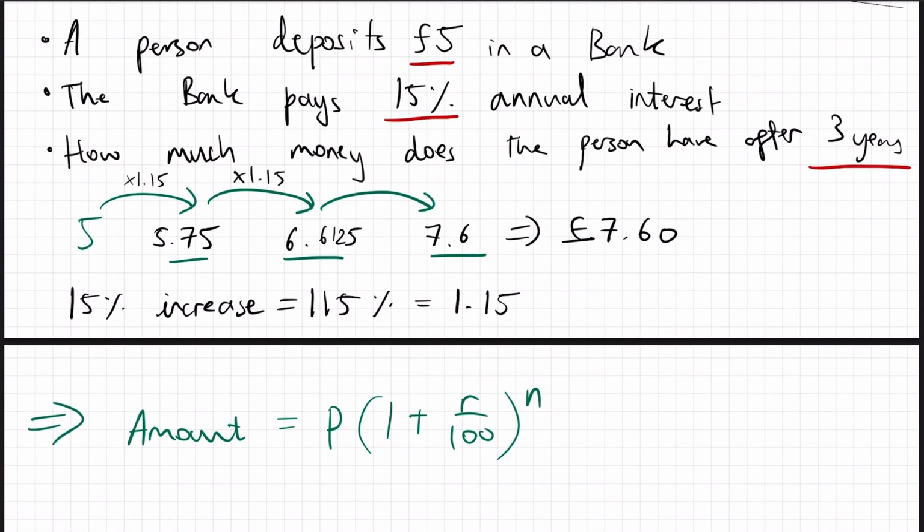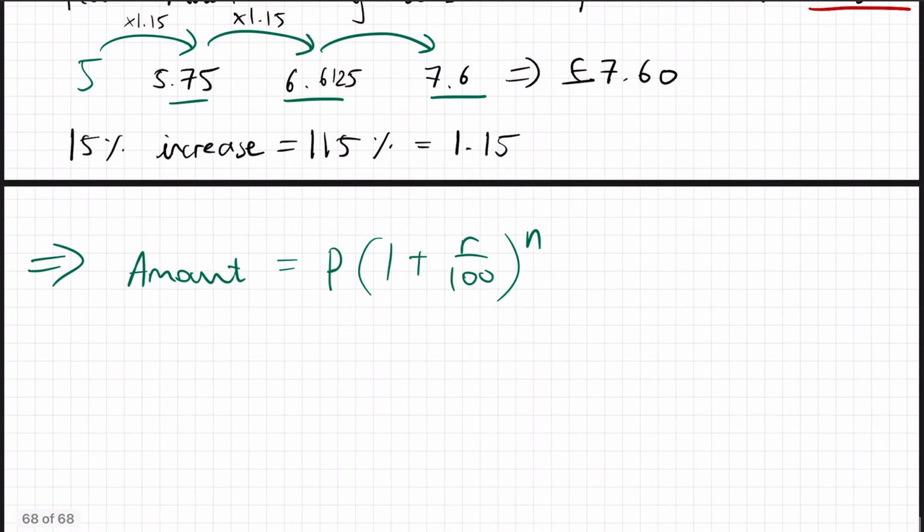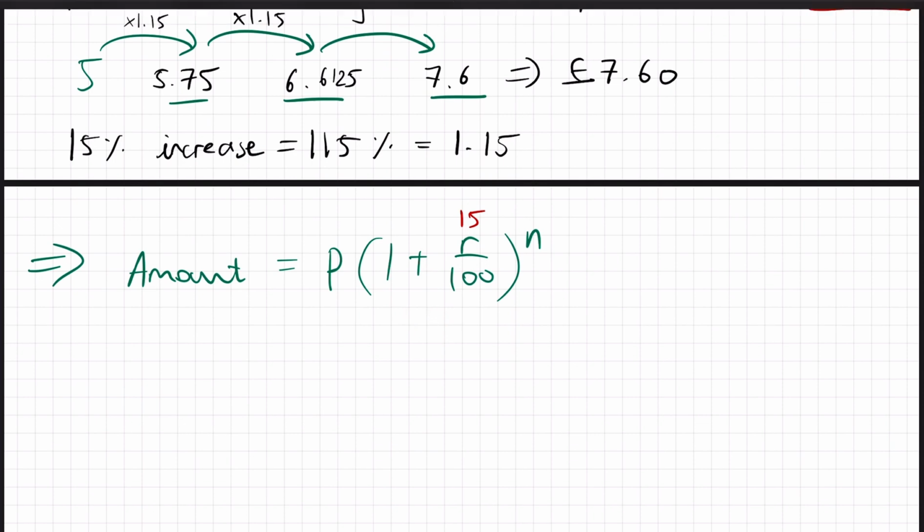Now, this P basically represents the initial money. So in our case, it's 5, because when N is 0, where N is the number of years, this entire thing goes to 1, which leaves us with just the original amount. And then R is the percentage increase or annual rate. So you can see if we put 15 into this, it becomes 1 plus 15 over 100, which is the same as 1.15. So that's why we get that.